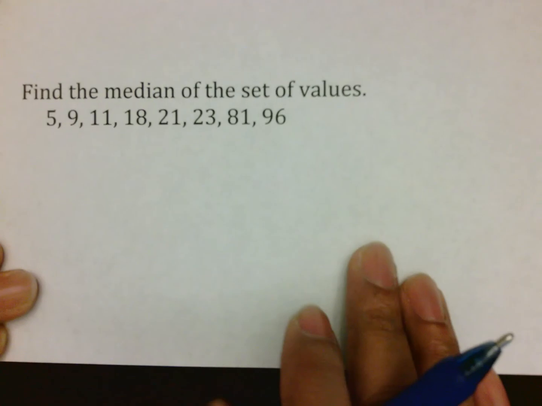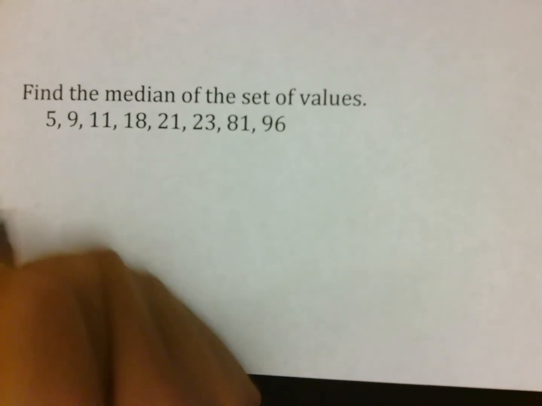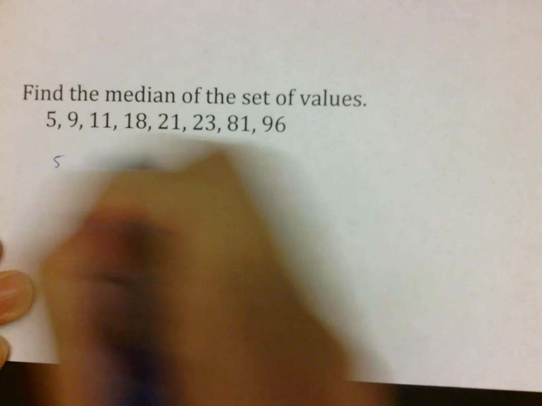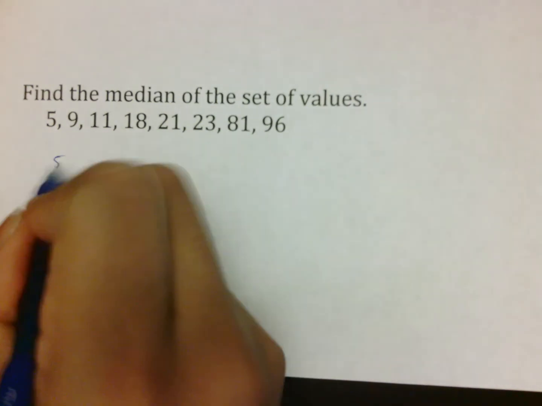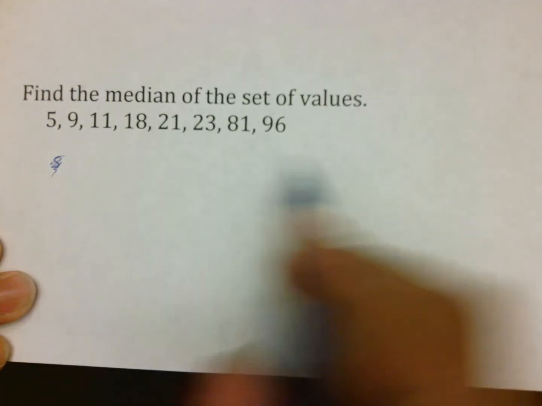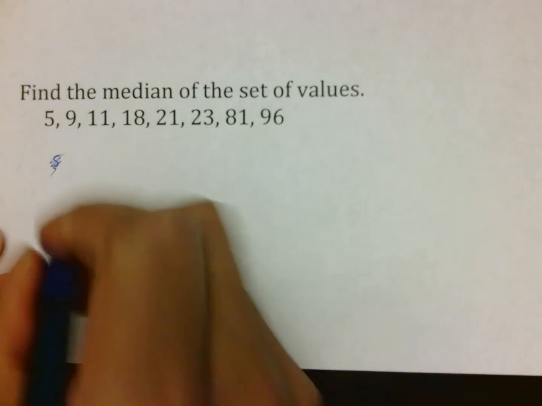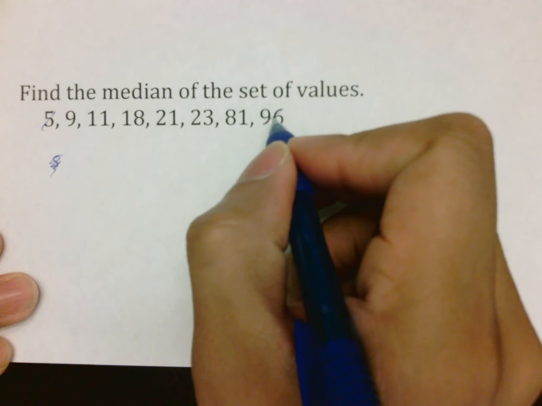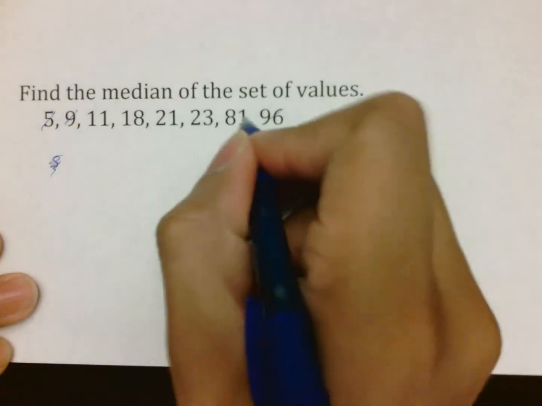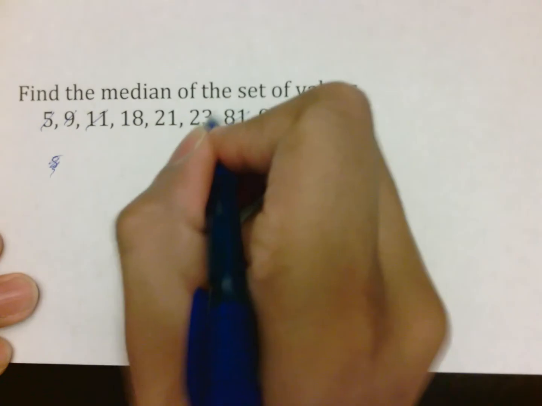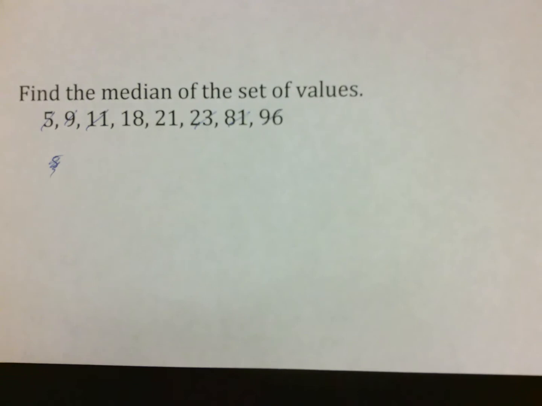Find the median of the set of values, because there are some tricky questions coming up, and that's what this section is for. So let's put these in order. I think they already might be in order. I think I wanted to save you some time. 5, 9, 11, 18, 21. Yeah, they're already in order. But if you notice, when we go to find the median, and you go front to back, front to back, front to back, you now have two numbers in the middle.